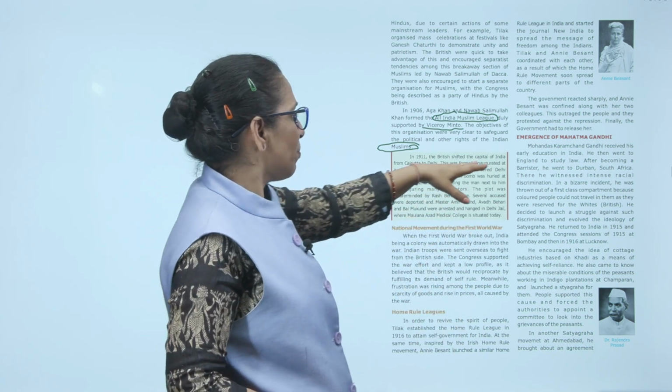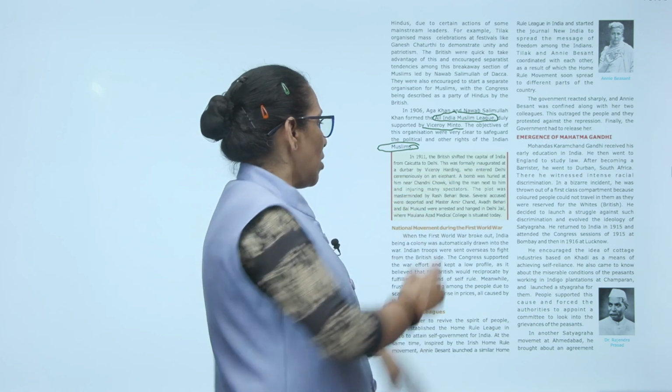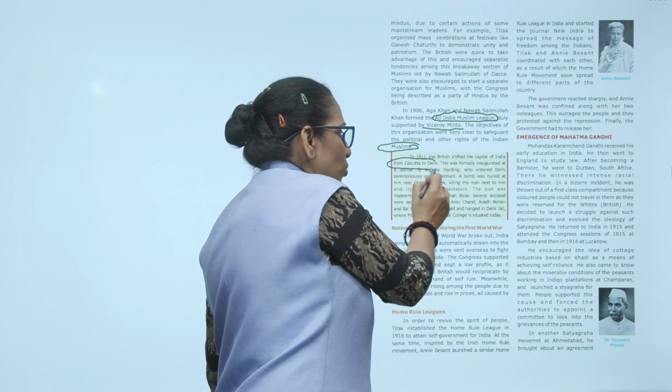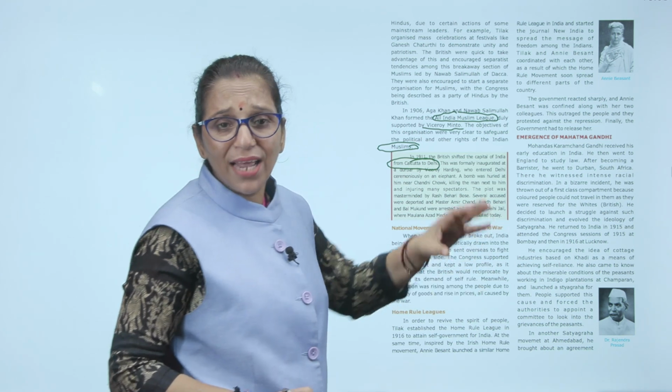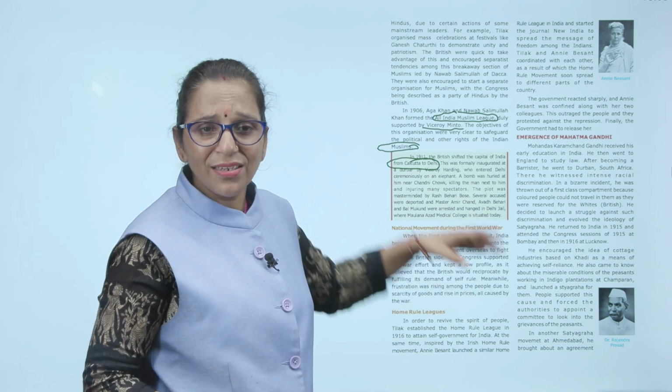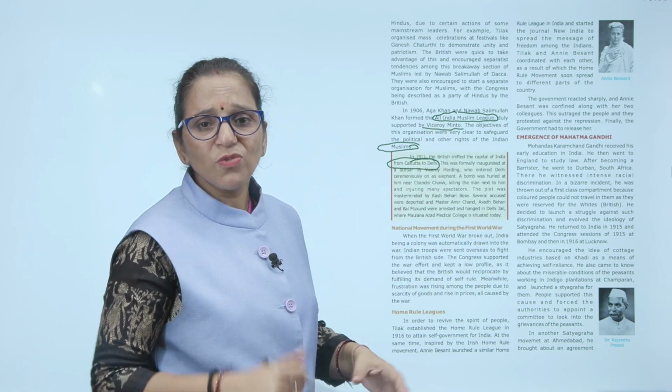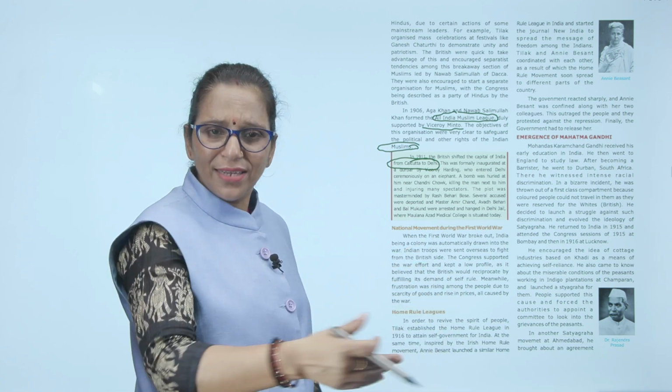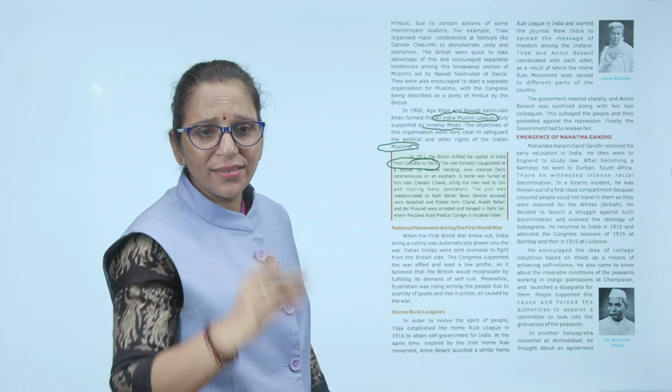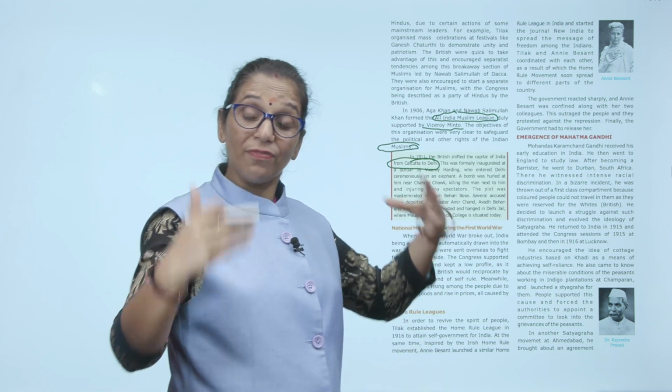In 1911, the British shifted the capital of India from Calcutta to Delhi. That you have to know, beta. In 1911, Delhi became the capital. Previously, Calcutta was the capital. This was formally inaugurated at the Darbar of Viceroy Hardinge, who entered Delhi ceremoniously on an elephant.